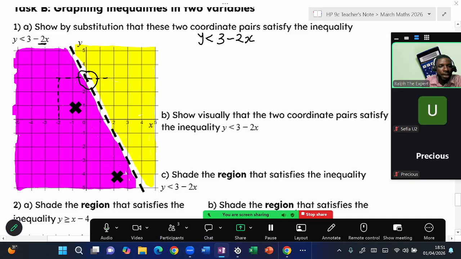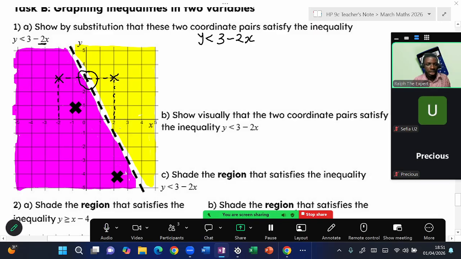So you see, I'm picking the value of x on the purple region, and I'm also picking the value of x on the yellow region, because I want to know which of the regions agrees that 3, when the value of x is either -2 or 2, is going to be less than 3 minus 2x. So I'm going to mark that point now. I'm going to mark it with an x, and I'll also mark this with an x.